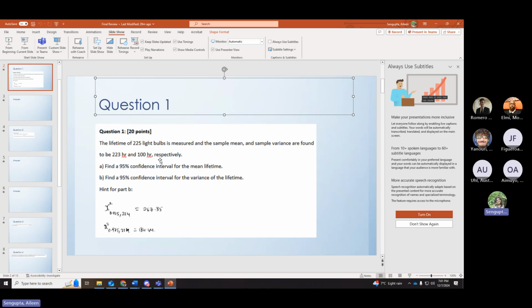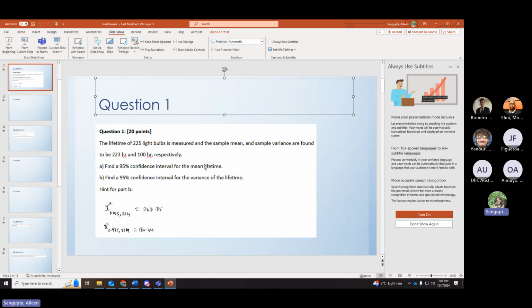So read part A and see what you can find out. Part A says that the lifetime of 225 bulbs are given, so N is given as 225. And we have a sample variance and a sample mean given. The mean is 223 and the sample variance is 100. Now the first part of the question says find the 95% CI for mean lifetime.